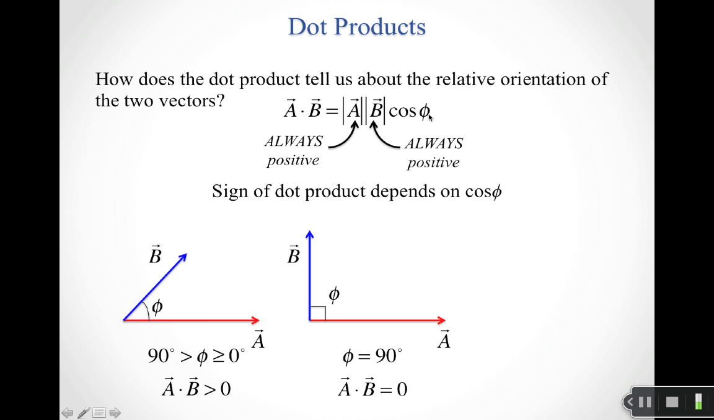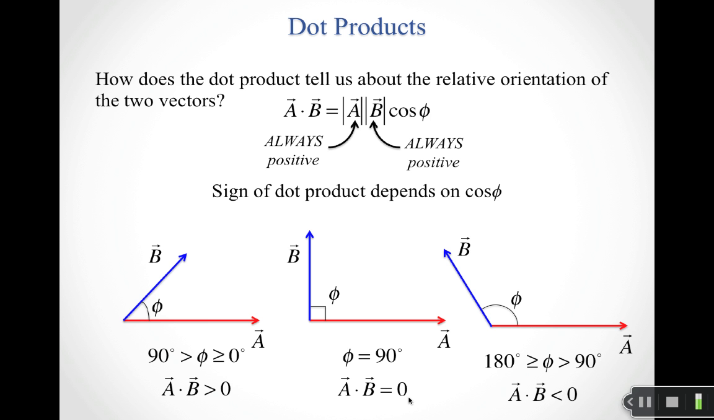Cosine phi is 0 when phi is 90 degrees, right? Cosine of 90 degrees is just a fancy way of saying 0. So if my two vectors are perpendicular to each other, then their dot product is 0. So one of the things the dot product lets me do is figure out whether or not two vectors are perpendicular to each other. I simply calculate the dot product, and if it's 0, then they are.